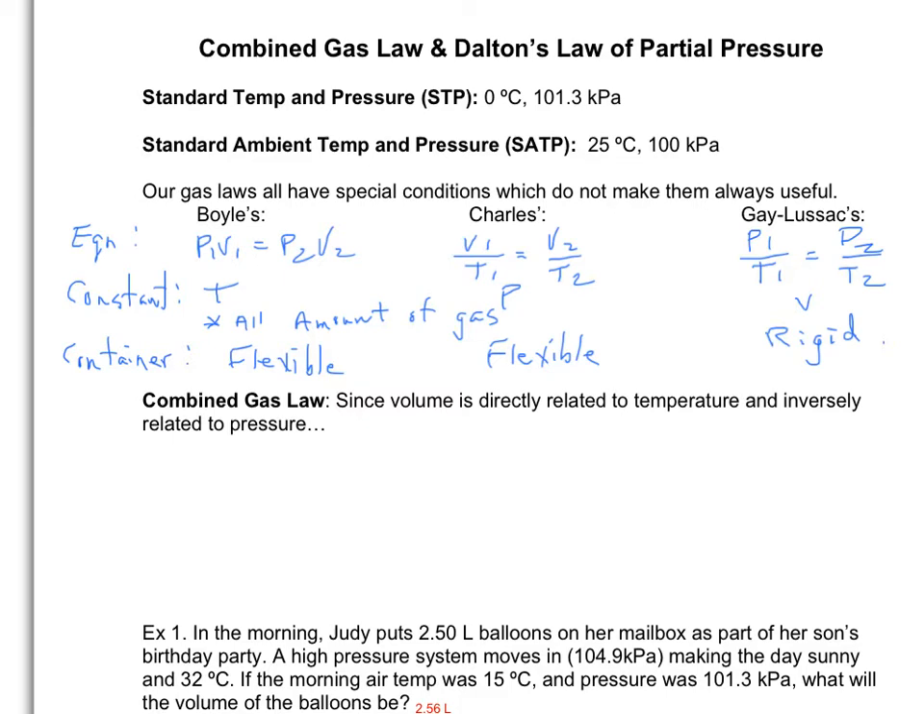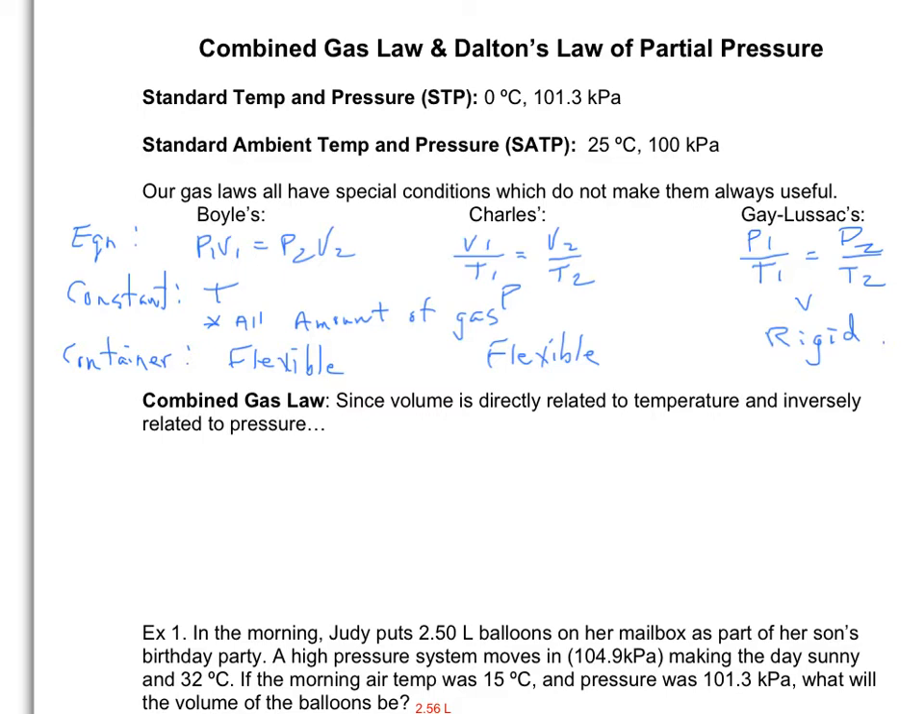The gas laws that we've discussed so far in the unit are listed below: Boyle's, Charles's, and Gay-Lussac's. Now they all have special conditions which don't make them always useful in real life. You can use Boyle's, Charles's, and Gay-Lussac's law under carefully controlled conditions in the lab when you can keep what needs to be constant. Here is a summary of what each law stands for, what has to stay constant in order for the law to be valid, and what type of container you need to have the gas in.